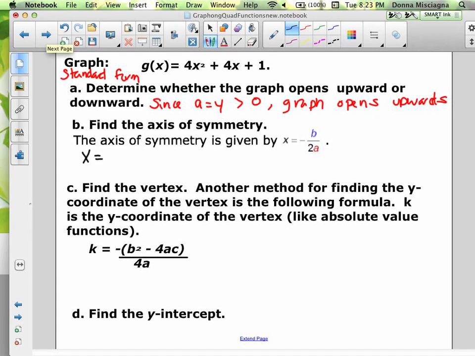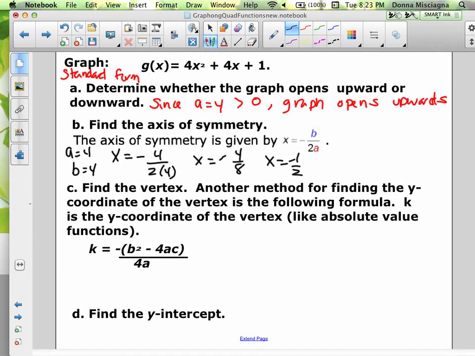So a is 4, and b is 4. So that's going to give us negative 4 divided by 2 times 4. So that's going to be negative 4/8, which is negative 1/2.